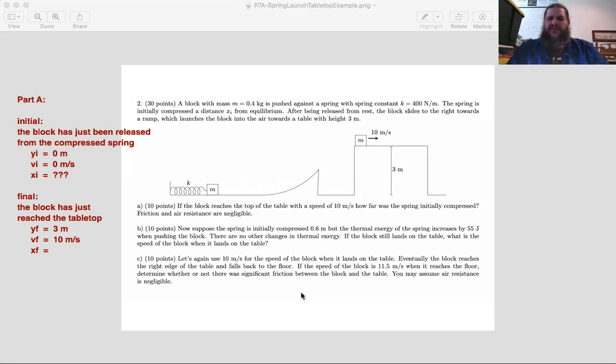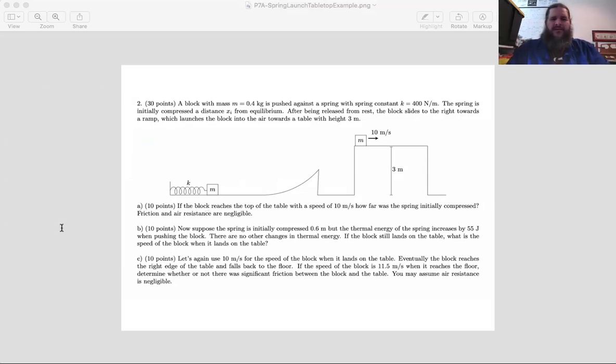Yeah, the spring is going to eventually be at equilibrium because the spring pushes on the block and pushes and pushes. By the time the block leaves, the spring is back at equilibrium. So the spring's final displacement is no displacement at all. It's back at equilibrium.